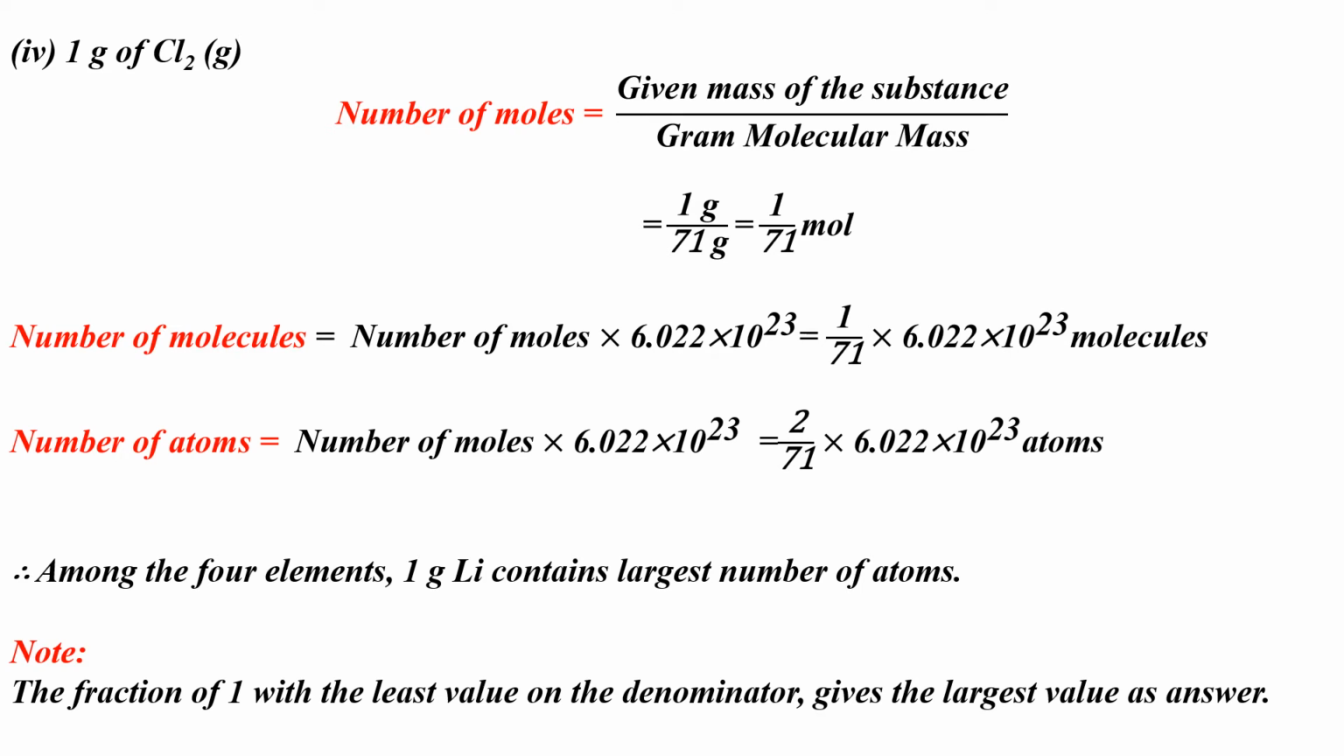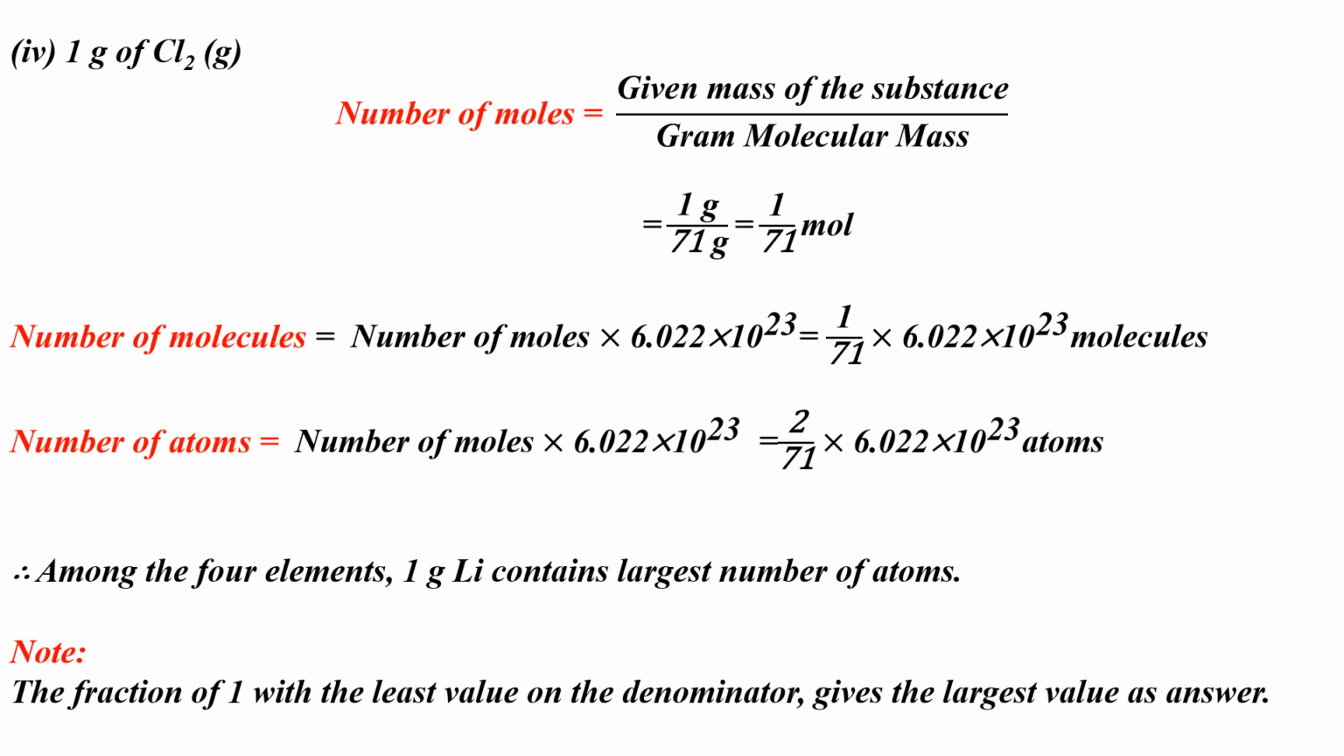Let's find out the number of moles present in 1 gram of chlorine molecule first. Okay, so number of moles is given by given mass of the substance divided by gram molecular mass. Here we use the term gram molecular mass and not gram atomic mass, because Cl2 is a molecule. So in the denominator we have gram molecular mass and not gram atomic mass.